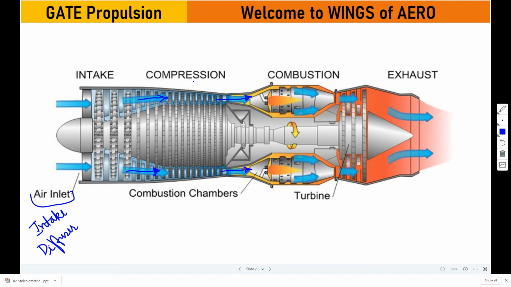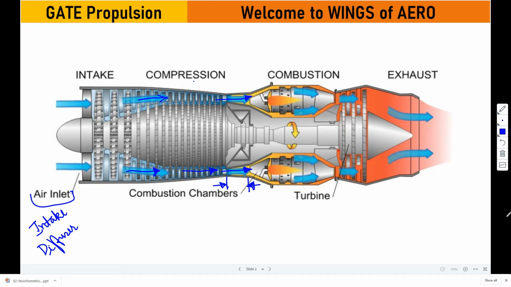combustion chamber. Now do not get confused with the word I have used here, diffuser. In some textbooks, the gap between the compressor and the combustion chamber is also known as a diffuser. So do not get confused with this diffuser. Here the compressed air enters into the combustion chamber.